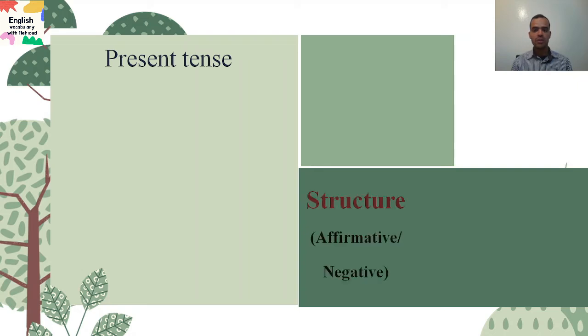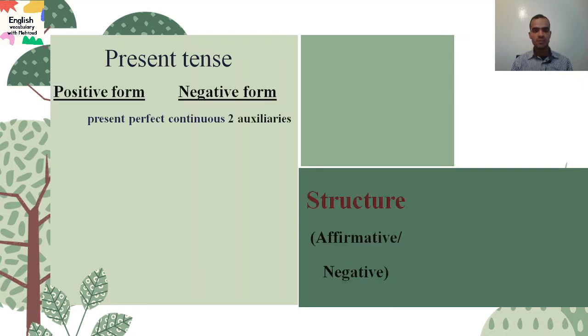Okay, so now let's move on to another present with another structure. This type of present is called present perfect continuous. We have to see the structure first to talk about the two auxiliaries. The first structure is: I have been eating. This is the affirmative form. I haven't been eating. This is the negative form.